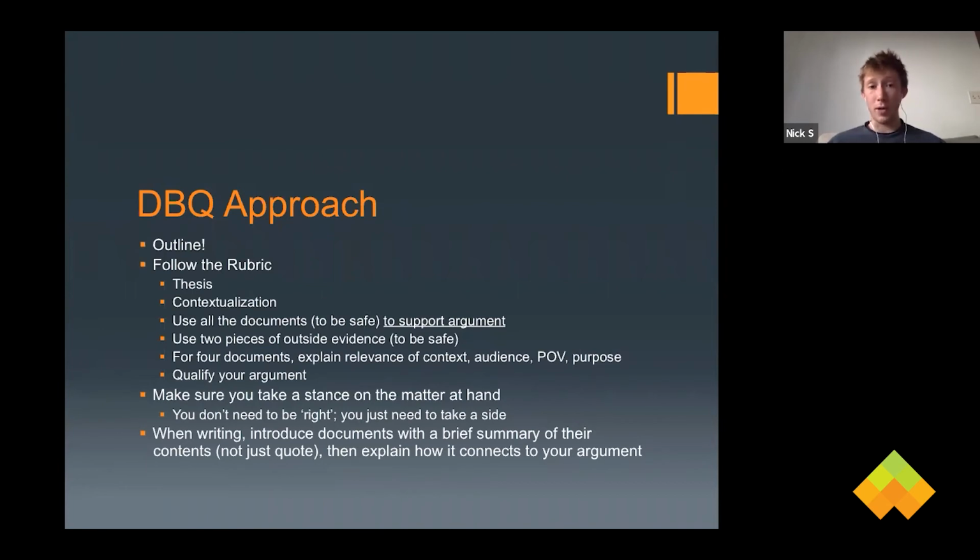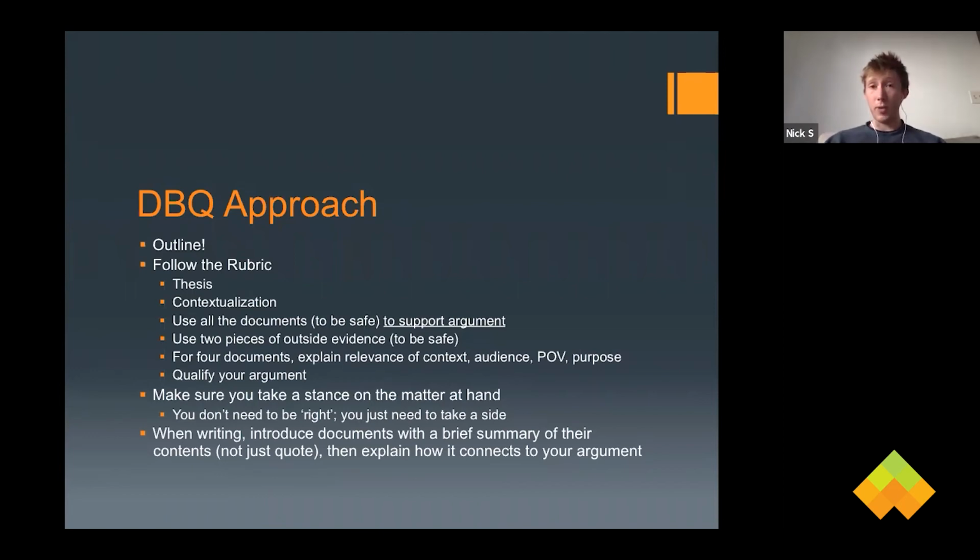Likewise, you get a point for using 1 piece of outside evidence. It has to not only be true outside evidence, it also has to support your argument and be explained clearly. My suggestion is use 2 pieces of outside evidence in case 1 is not counted. You want to be sure to pick up that point.